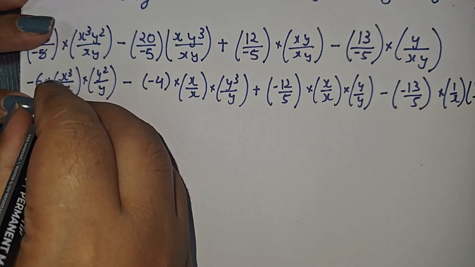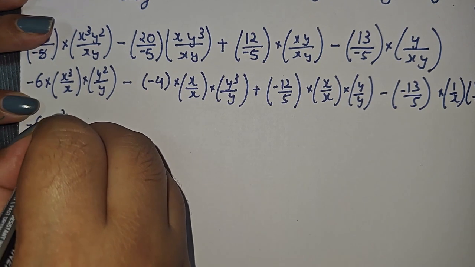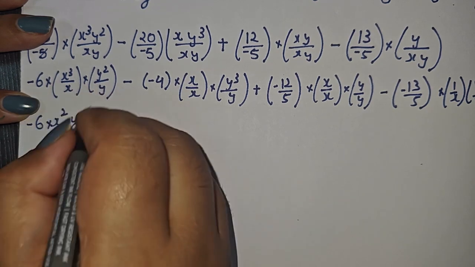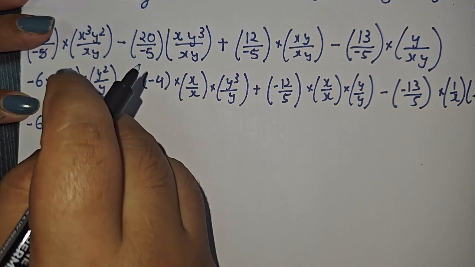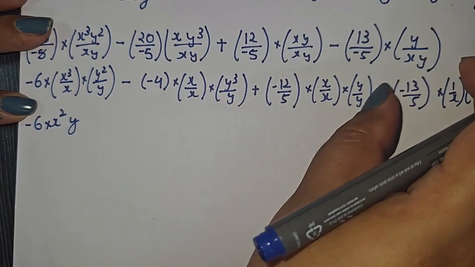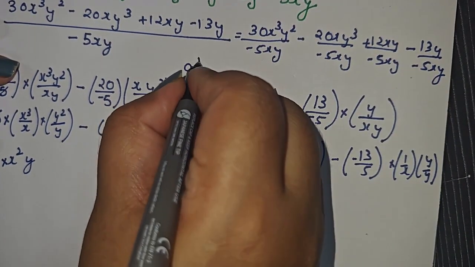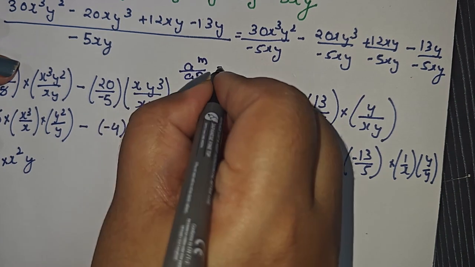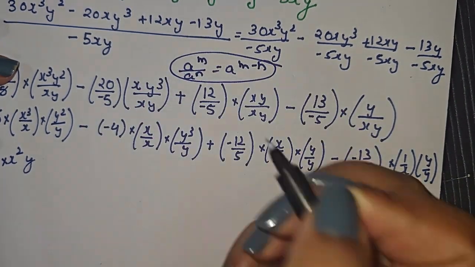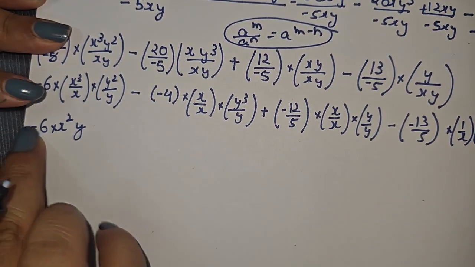Now let's start simplifying them. Minus 6 here, this can be written as x square and this can be y. You know how I did this? I applied the formula a to the power m upon a to the power n is equal to a to the power m minus n. Okay, so this one is solved.